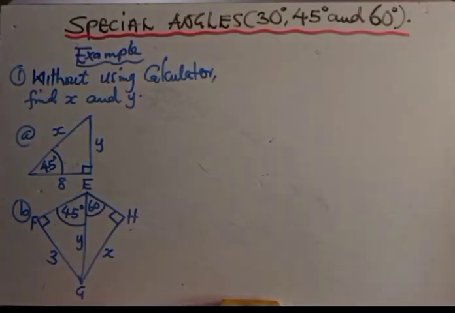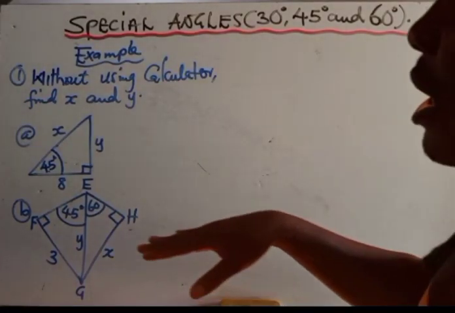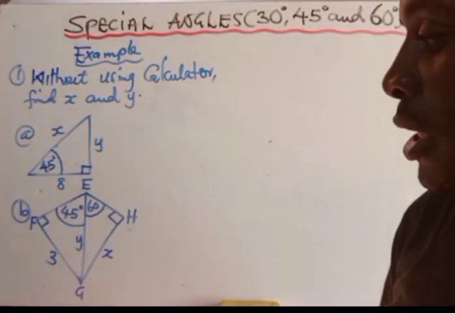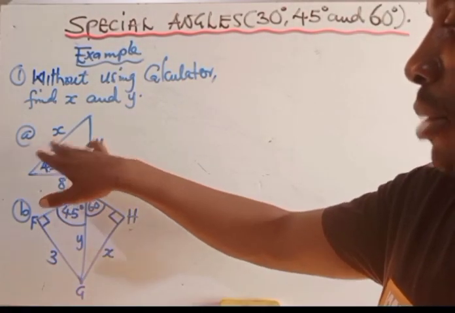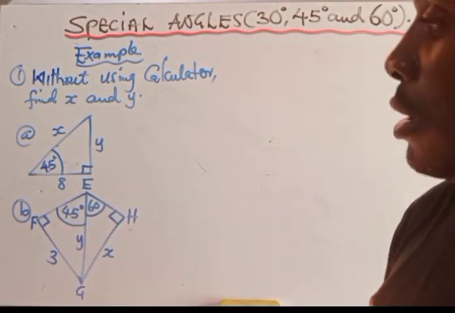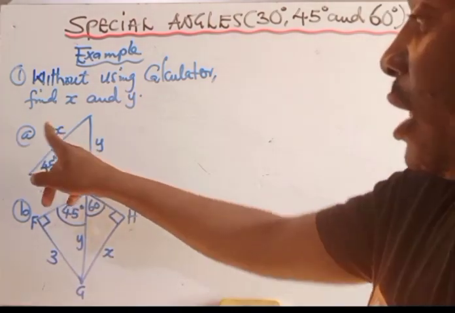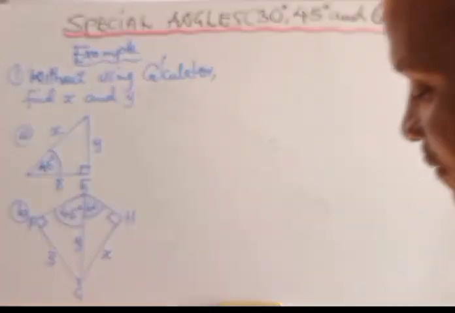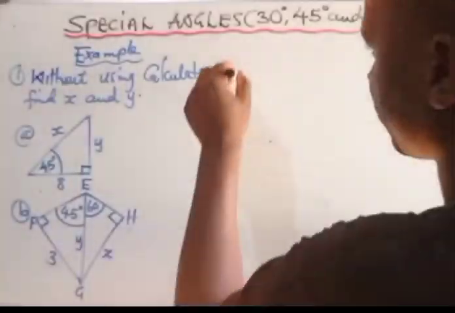We have the example. This example is saying, without using a calculator, find the x and y. We have question number A and question number B. They both have x, y. There is also y and x there. So we find the value of x without using a calculator.